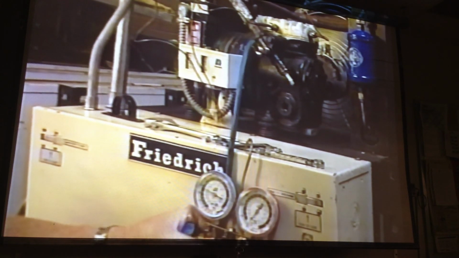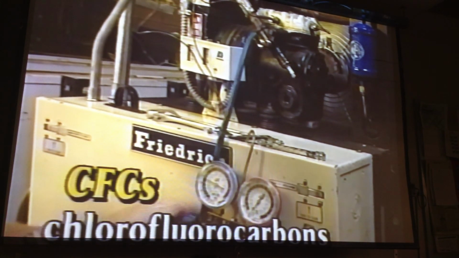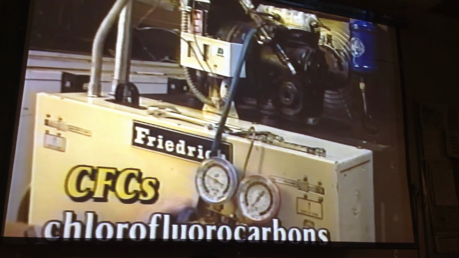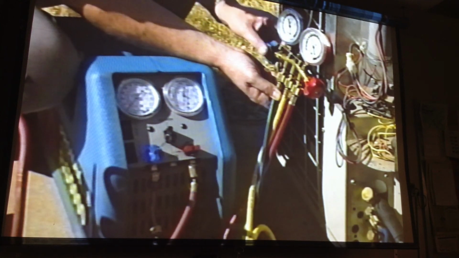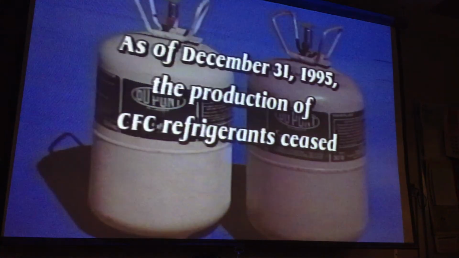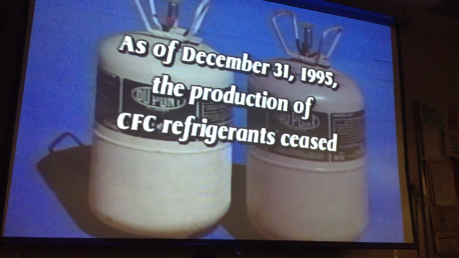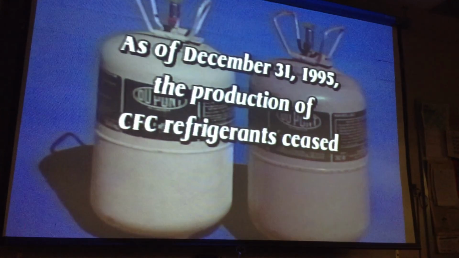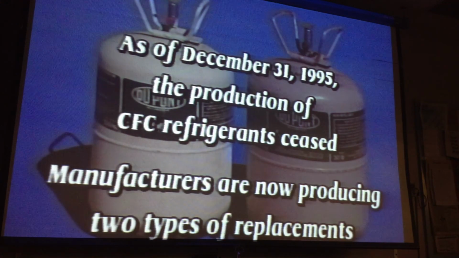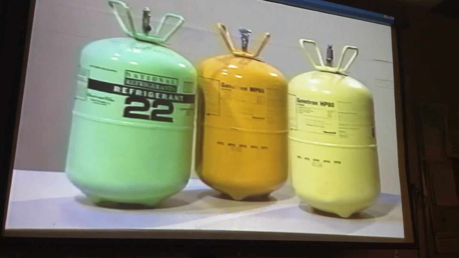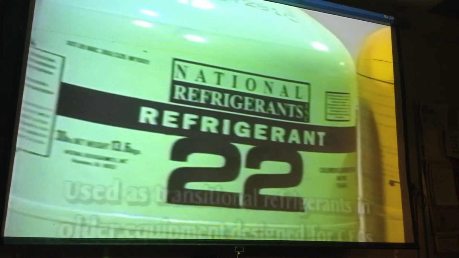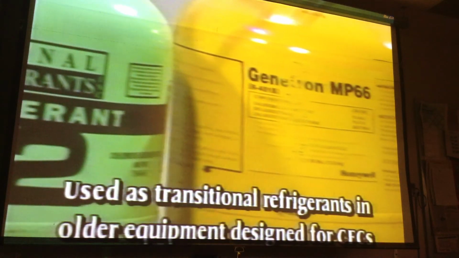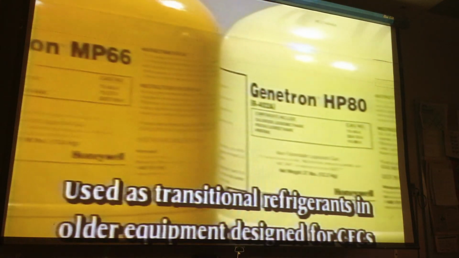The need to replace ozone-depleting refrigerants, referred to as CFCs or chlorofluorocarbons, has brought about great changes in the air conditioning and refrigeration industry. As of December 31st, 1995, the production of CFC refrigerants ceased. Manufacturers are now producing two types of replacements. The first type, HCFCs, or hydrochlorofluorocarbons, are being used as transitional refrigerants in older equipment designed for CFCs.